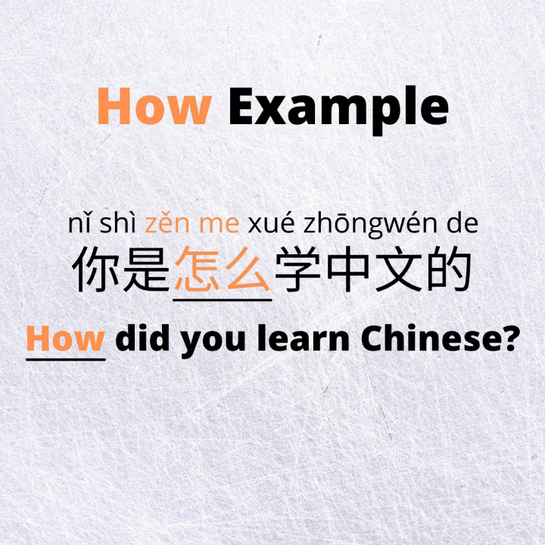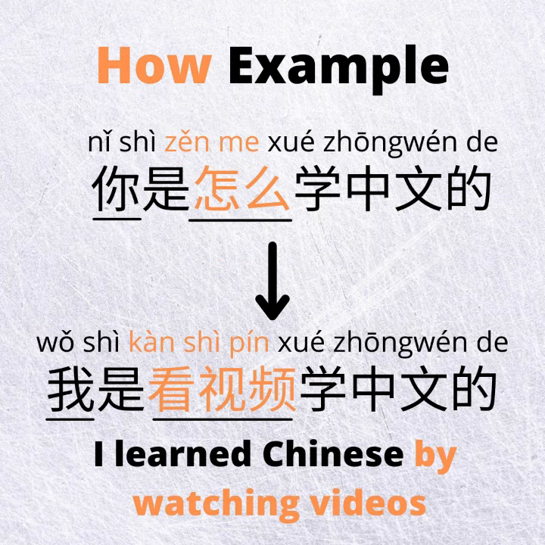So to answer this question, we're also going to use the 是的 pattern, and the thing we're going to emphasize is the thing that answers the question, how. Lucky for us, the answer looks almost exactly the same as the question, except for two differences. The subject has to change, and the question word also has to change. So when asked, 你是怎么学中文的? You could reply with, 我是看视频学中文的. I learned Chinese by watching videos.